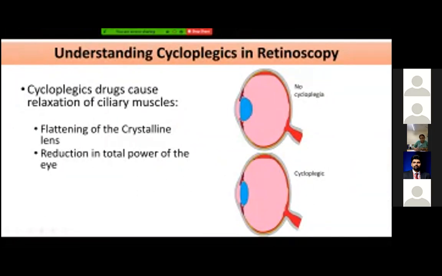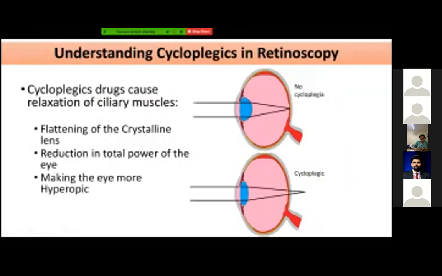So in a normal state, there is some resting tone of the ciliary muscle. So the lens is slightly curved. So you can see, with normal inherent ciliary muscle tone, the rays are focused on the retina. But if we give cycloplegic drugs, the lens becomes flatter and the rays actually focus behind the retina. So cycloplegia causes the rays to focus behind. It causes the eye to become more hyperopic.